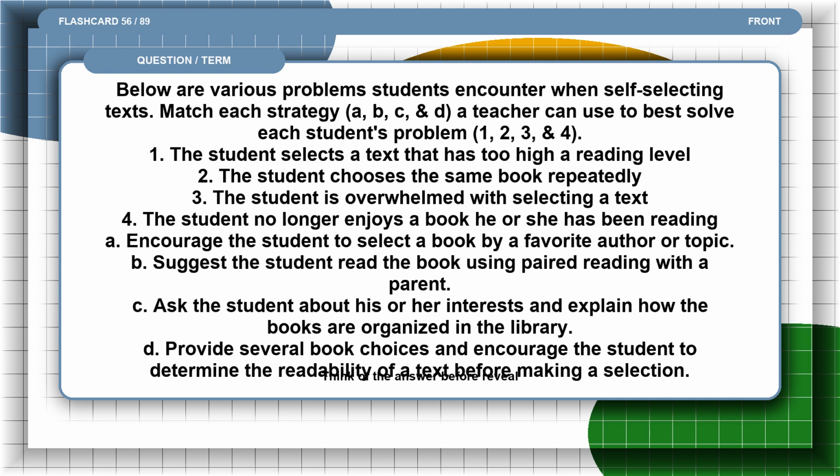3. The student is overwhelmed with selecting a text. 4. The student no longer enjoys a book he or she has been reading. A. Encourage the student to select a book by a favorite author or topic. B. Suggest the student read the book using paired reading with a parent. C. Ask the student about his or her interests and explain how the books are organized in the library. D. Provide several book choices and encourage the student to determine the readability of a text before making a selection. Pause and think of the answer before the reveal.